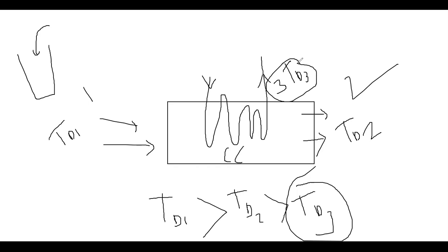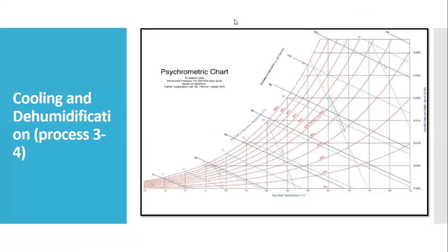Now I will explain that here. I think you are getting this, right? The lowest temperature is TD3. So now let's move back to our experiment side. Just a second. This is point number 1 and this is point number 2.